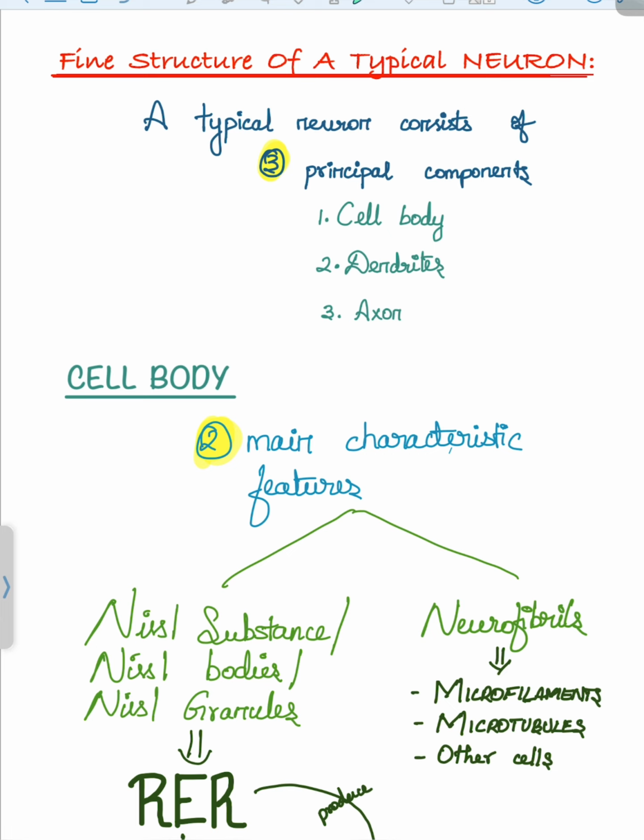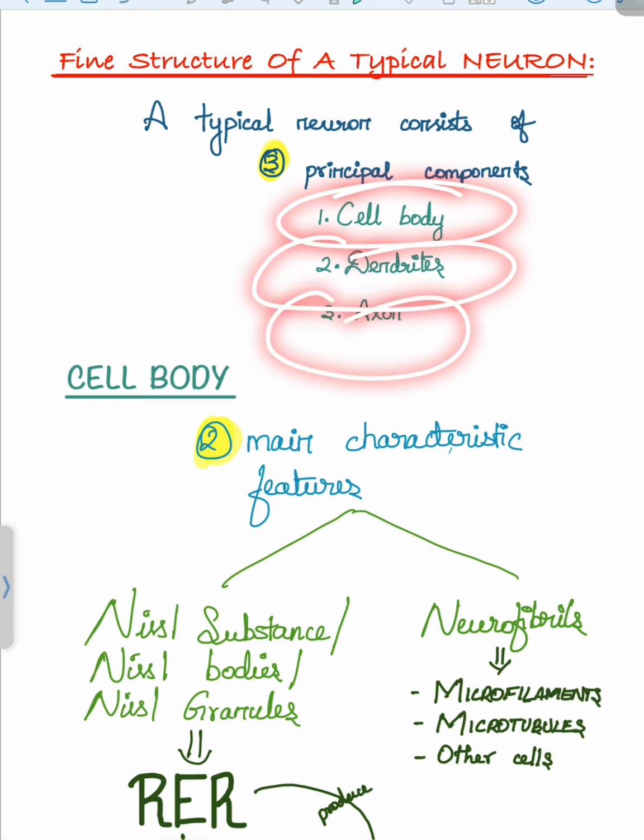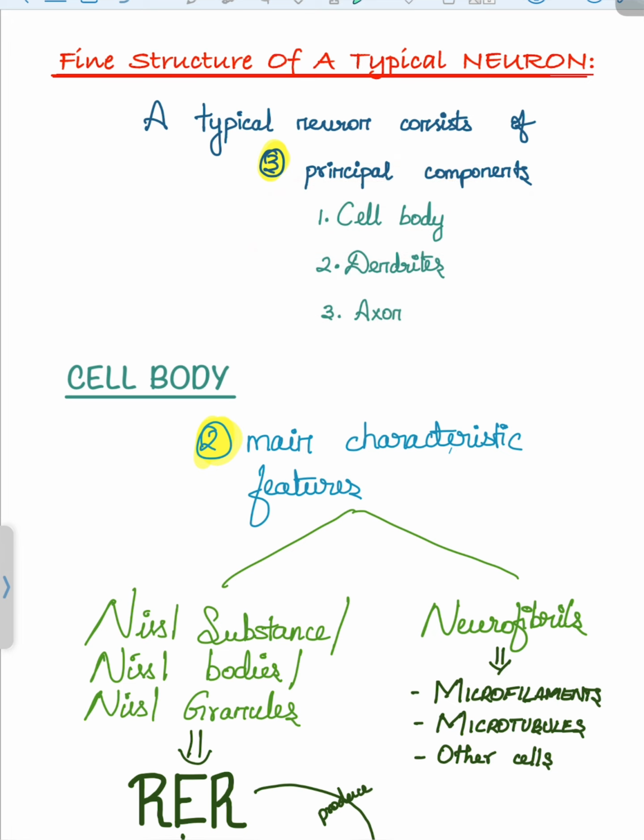Now, let's discuss the fine structure of a typical neuron. A typical neuron will always consist of three principal components. I think most of us would have cleared our entrance exam or some exams before getting into medical college, and definitely in every textbook you would have seen these three components: cell body, dendrites, and axon in a neuron, right? Now let's see the fine structures in them.